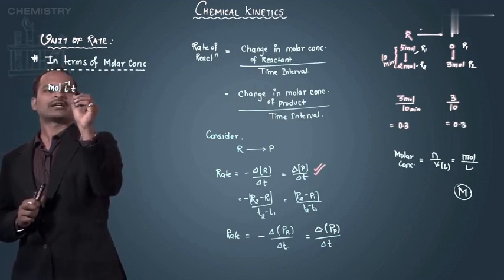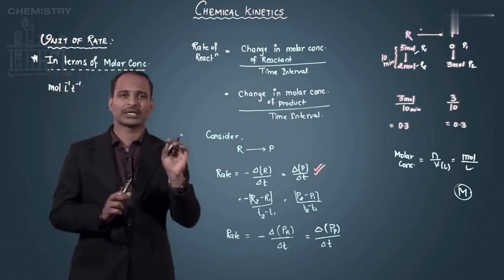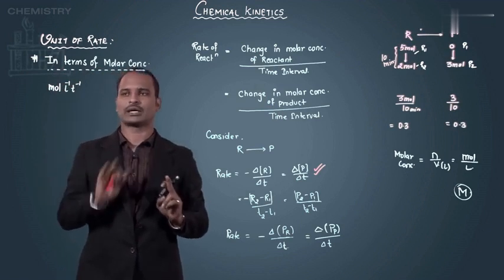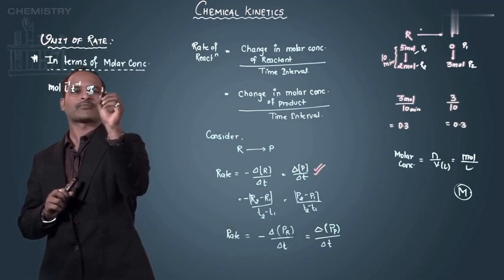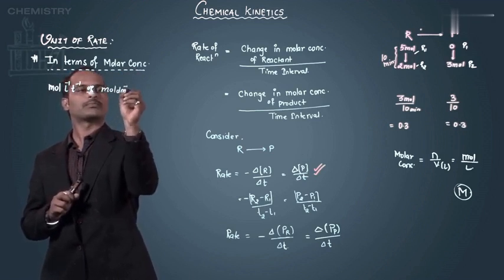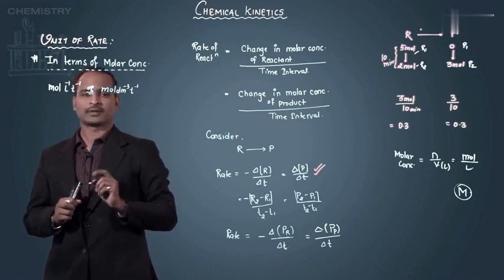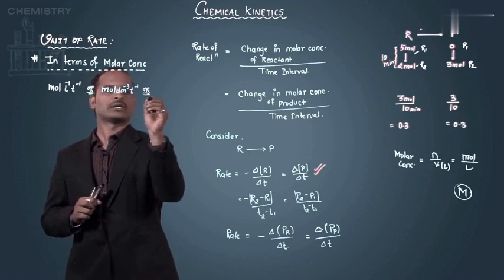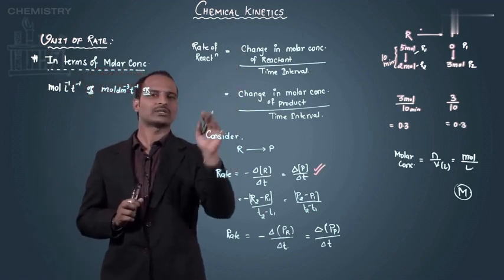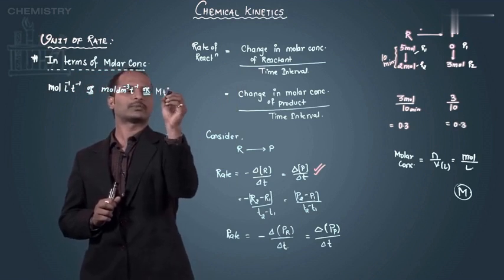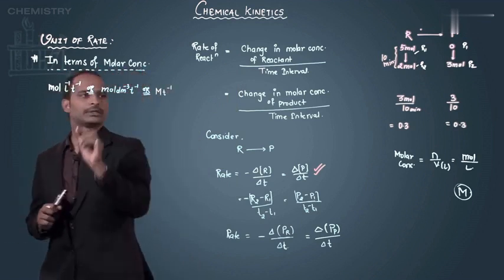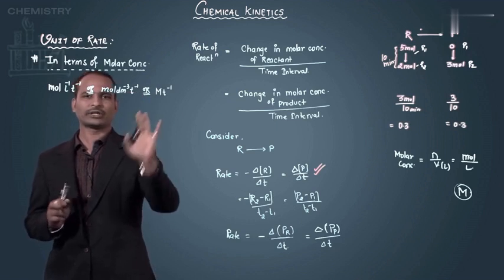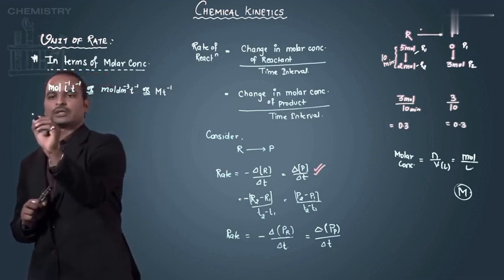upon time. For the time being, I'm just writing time, but keep in mind that while writing a unit, you have to mention the unit here, whether it is second, minute or hours. Or mole per dm cube per time. Again, for time you have to mention which unit is given. Or instead of mole per dm cube or mole per liter, molar concentration is also represented by capital M, so molar per time. These are the units of the rate of reaction in terms of molar concentration. The meaning of all the units is the same, only the way of writing is different.